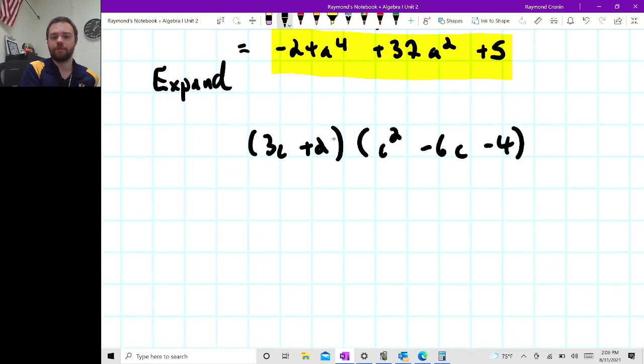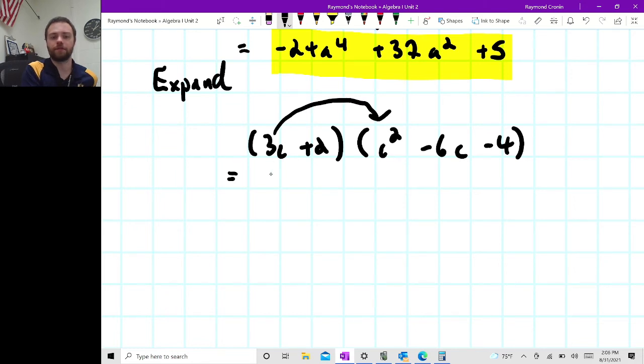So I've got 3c plus 2 times c squared minus 6c minus 4. So we're going to distribute that one out. So I encourage you to work this out on your own for a second, and then I'll go over the solution. Okay, so hopefully you've had some time to do that.